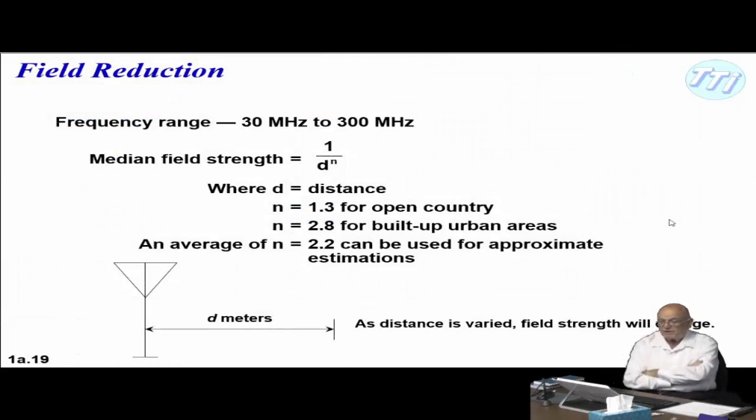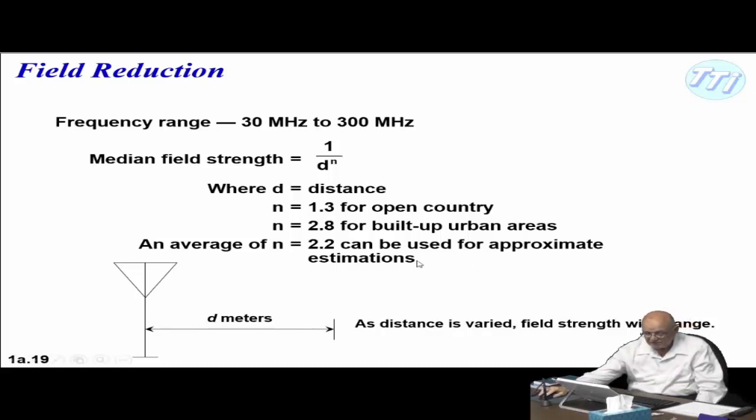This is showing you that we have a frequency range of 30 megahertz to 300 megahertz, and you have a median field strength equal to F over D to the N. And D is the distance. And the N, depending on whether it's open country, is 1.3, or 2.8 for built-up urban areas. And a lot of times they'll use an average of 2.2 for an approximate estimate. As you can see, as this distance varies, the further we get away from the antenna, the field strength will be less and less. So we have this variance.